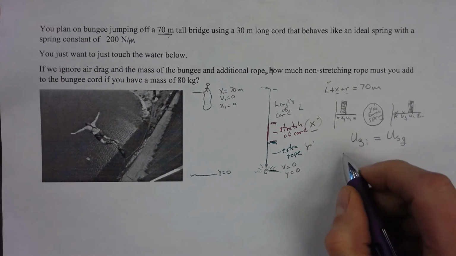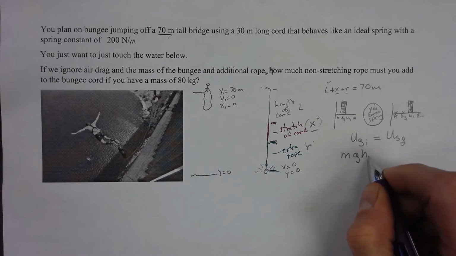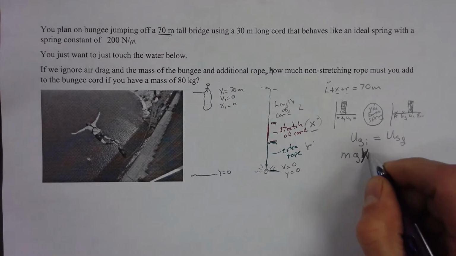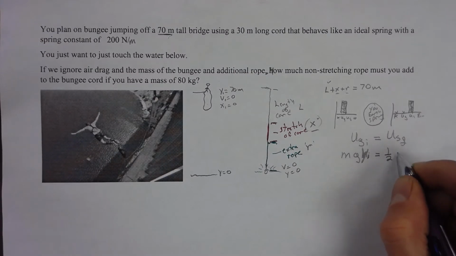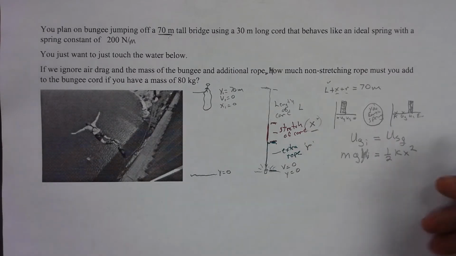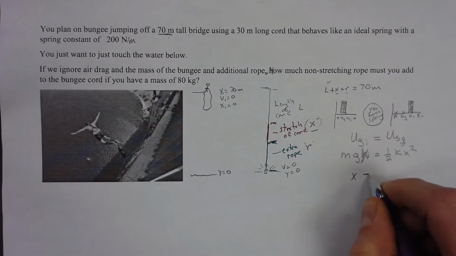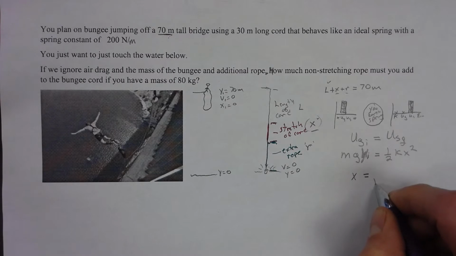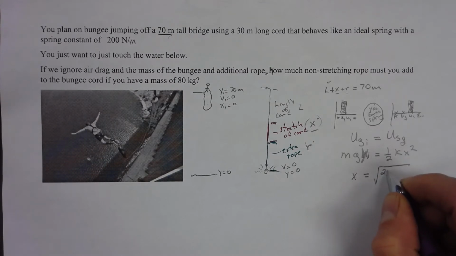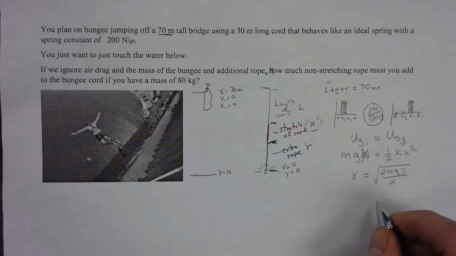What do we have at the beginning here? We've got the mass, we've got g, we've got the initial height, or y initial. Our book uses y. And that's going to equal 1/2 k x squared. Oh yeah, this isn't bad at all. I've got to find x. Do some algebra. x is going to equal the square root of 2mgy over k.